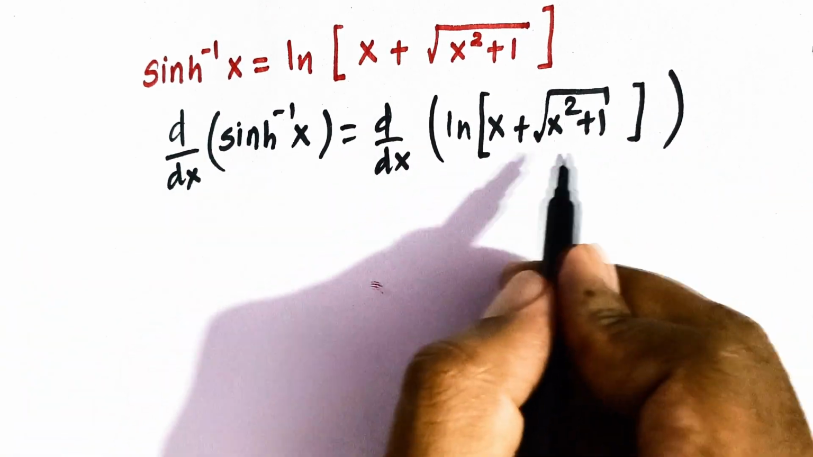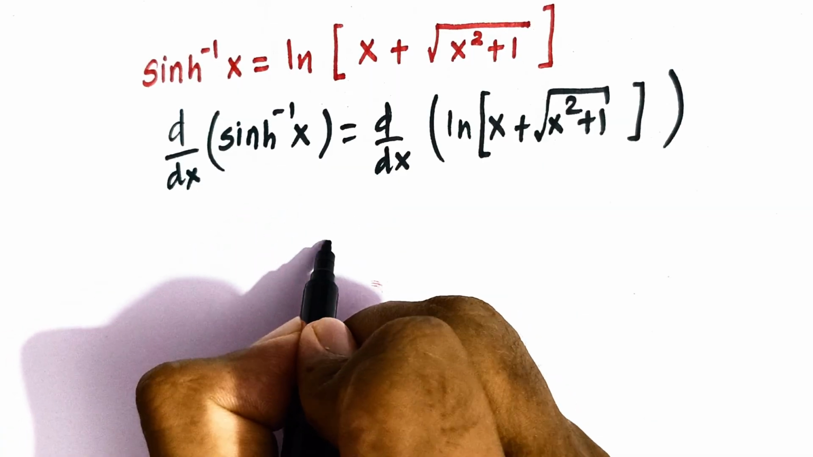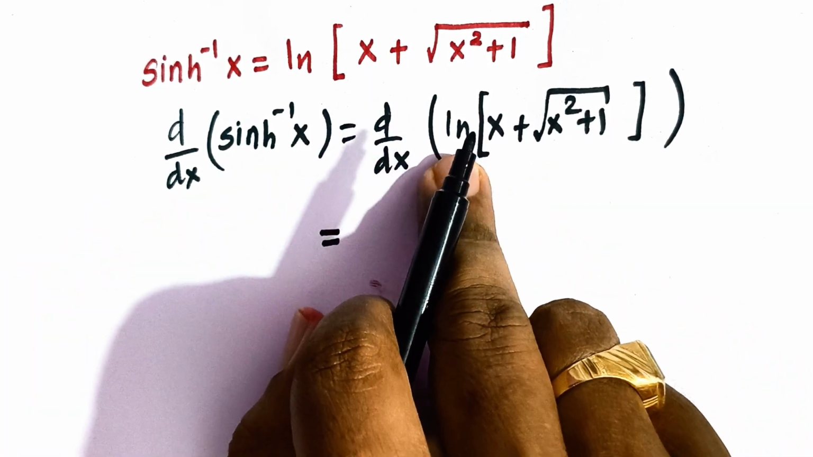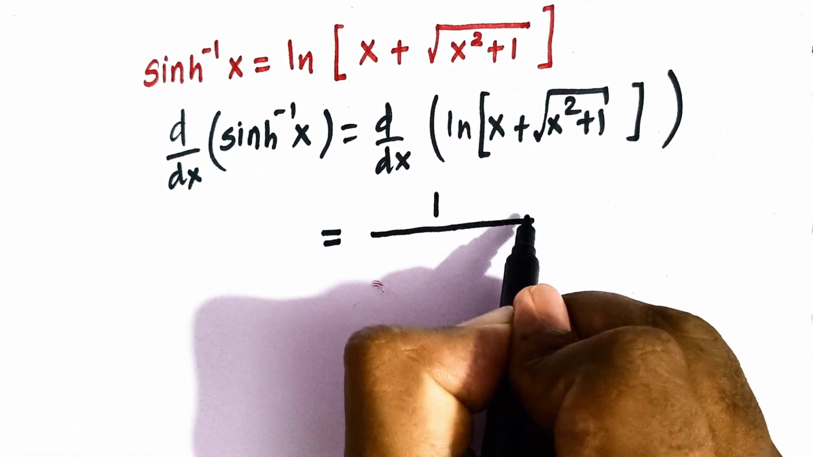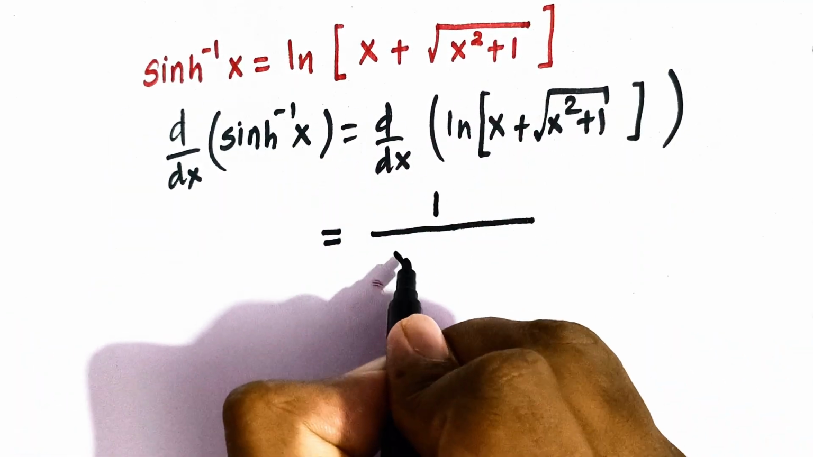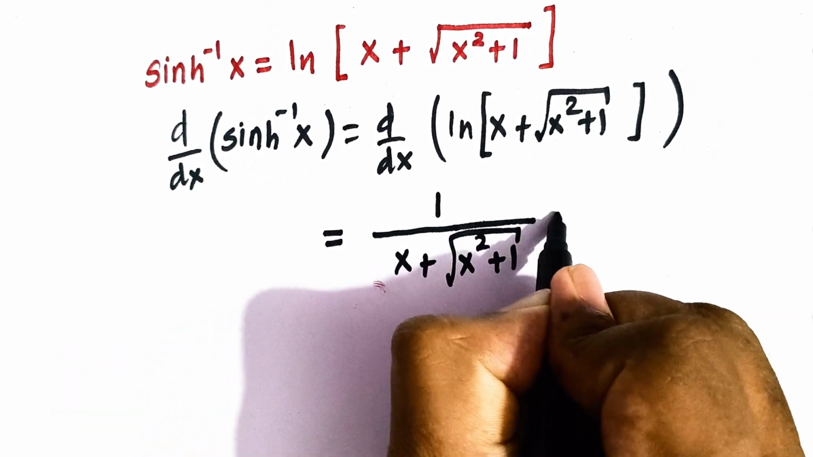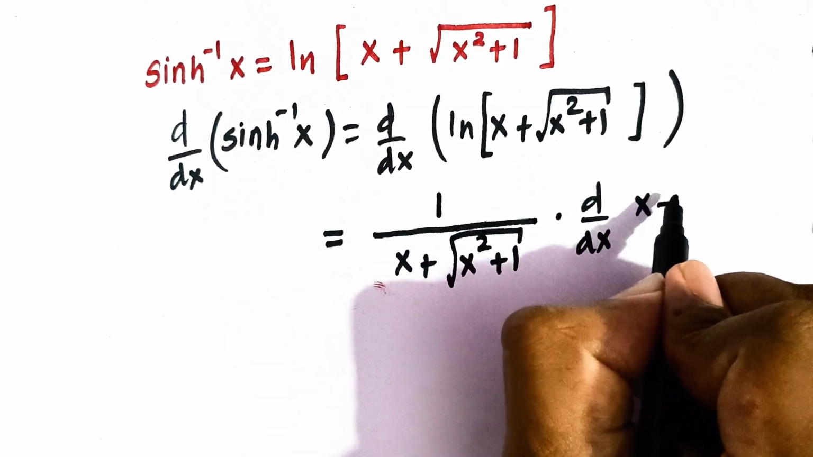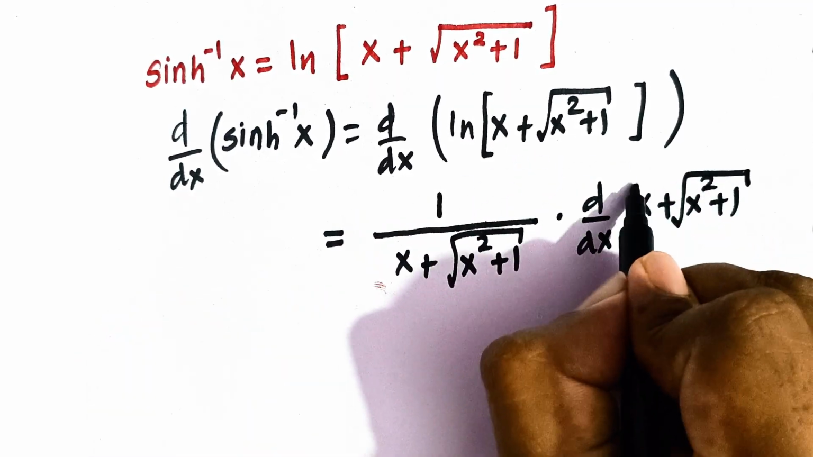We know how to find its derivative. We will apply the usual procedure. Here we have to apply the chain rule. Ln is our outer function, so its derivative becomes 1 over the inner part, x plus square root of x square plus 1, then the derivative of the inner part, x plus square root of x square plus 1.